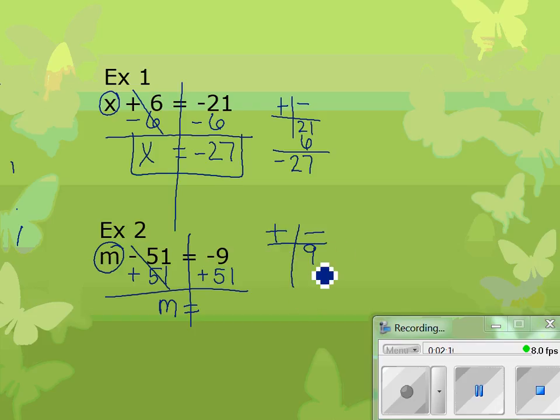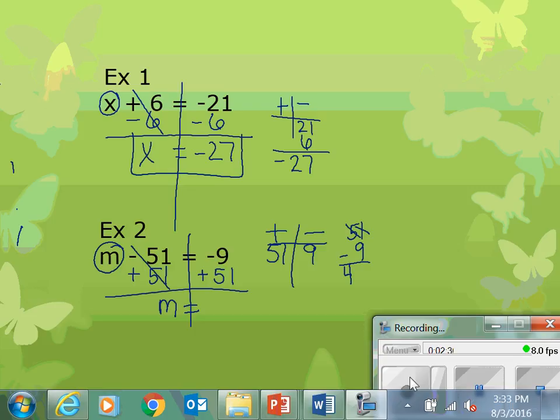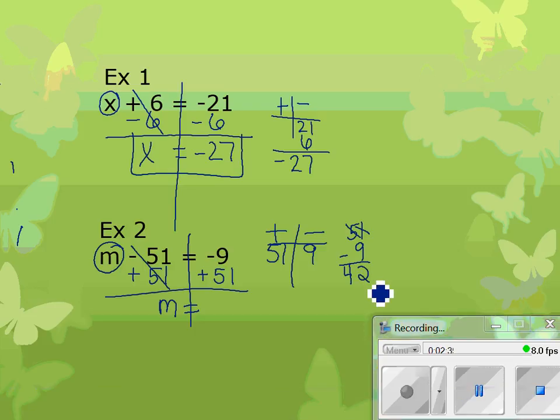9 is on the negative side, 51 is on the positive side. So I'm going to find the difference between 51 and 9. And I could easily do that by doing a subtraction problem. I'm going to be left with, and we would get 42. So m equals 42, and it's positive because the 51 is on the positive side.